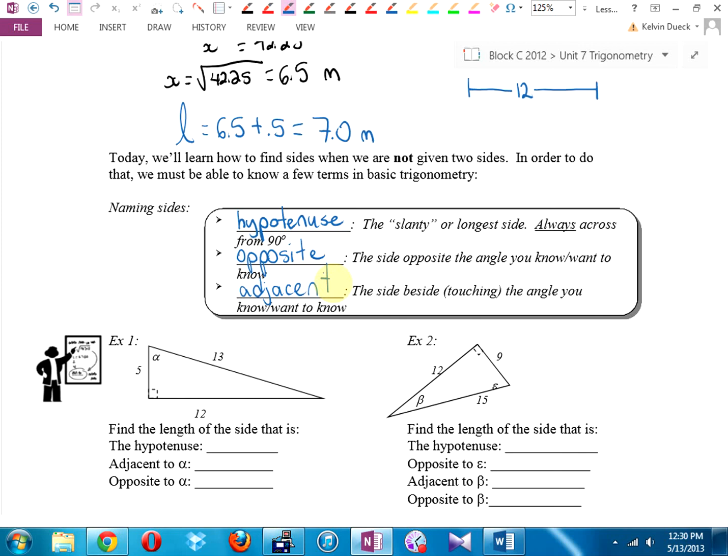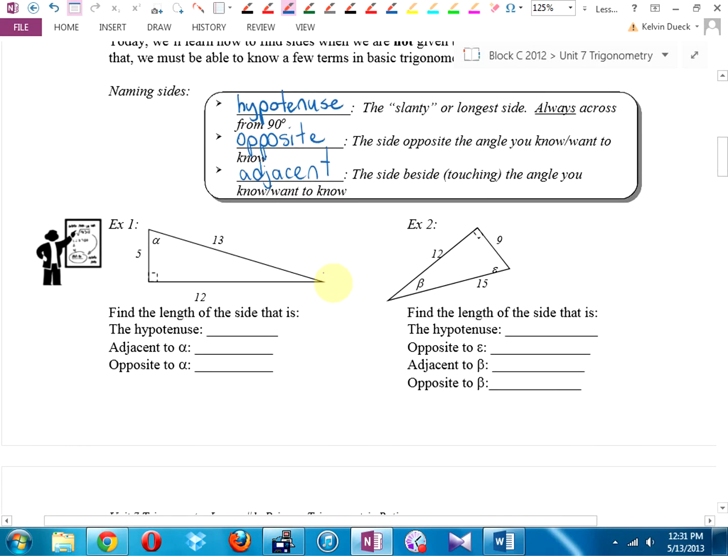The third side is adjacent. Which side is adjacent? It depends. I have to tell you which angle is our frame of reference. But in English, the word adjacent means beside. You two are adjacent to each other. Beside each other. Okay? This allows us to label sides. Let me give you an example.